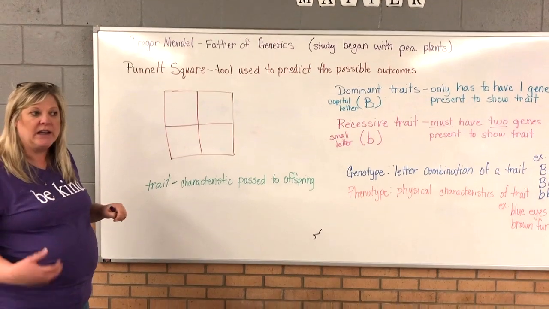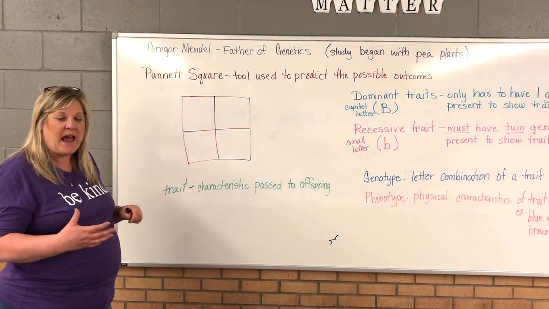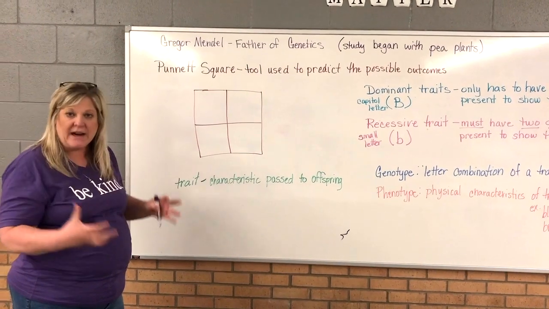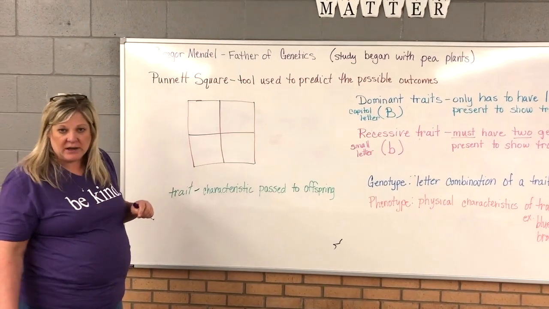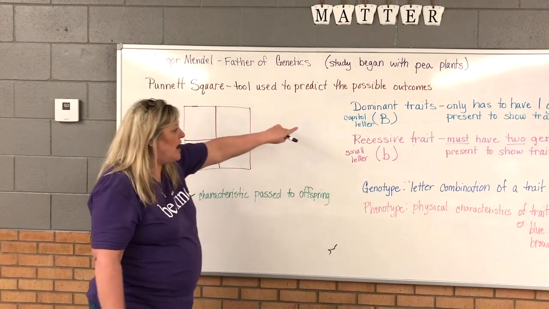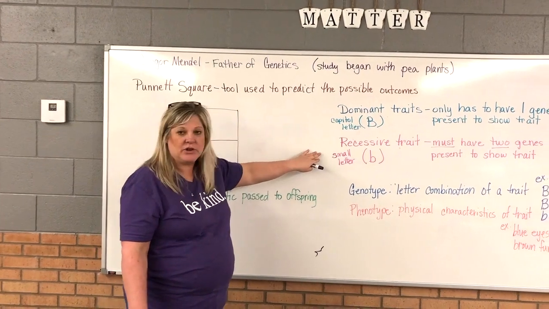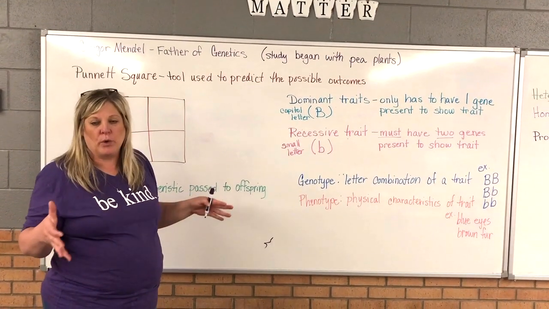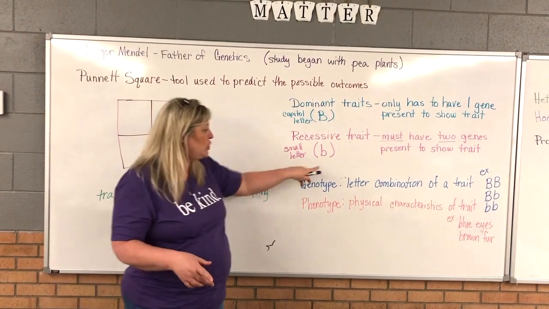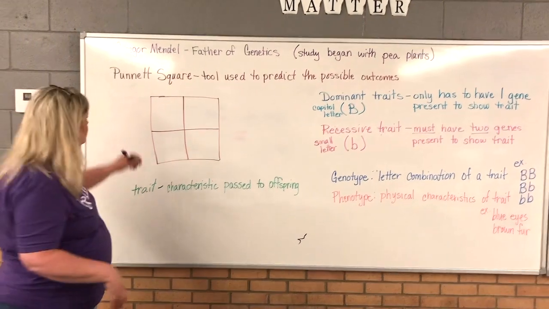A Punnett Square gives you the ability to predict what trait an offspring is going to have. Gregor Mendel started with this, and dominant traits always have a capital letter. Recessive traits get covered up. They don't show through unless they have two of the same traits. Now let me show you what I mean by that.